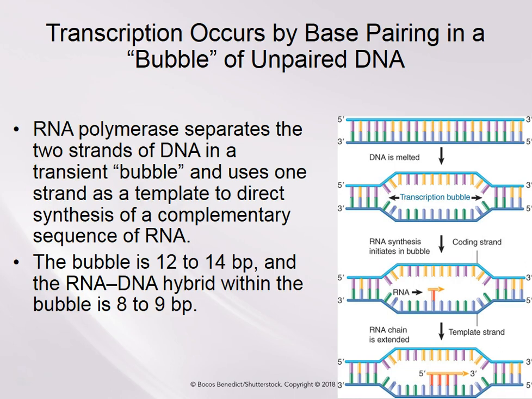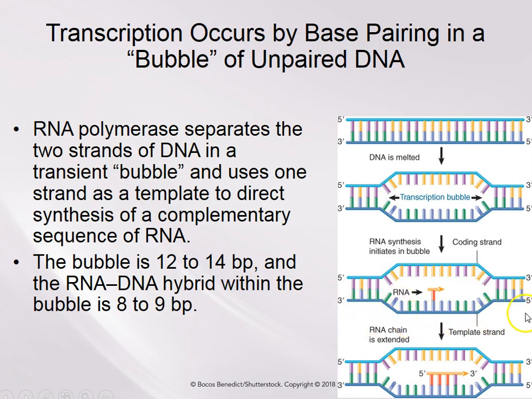So transcription is going to occur by the help of base pairing, and you're going to form this transcription bubble. Similar to when we have DNA replication, you're going to unwind the DNA and open it up. You have to do the same thing here, where you're going to melt the DNA to open up this transcription bubble. And at your start site, RNA polymerase is going to come and get started, and then the RNA chain is going to be synthesized in the 5' to 3' direction.